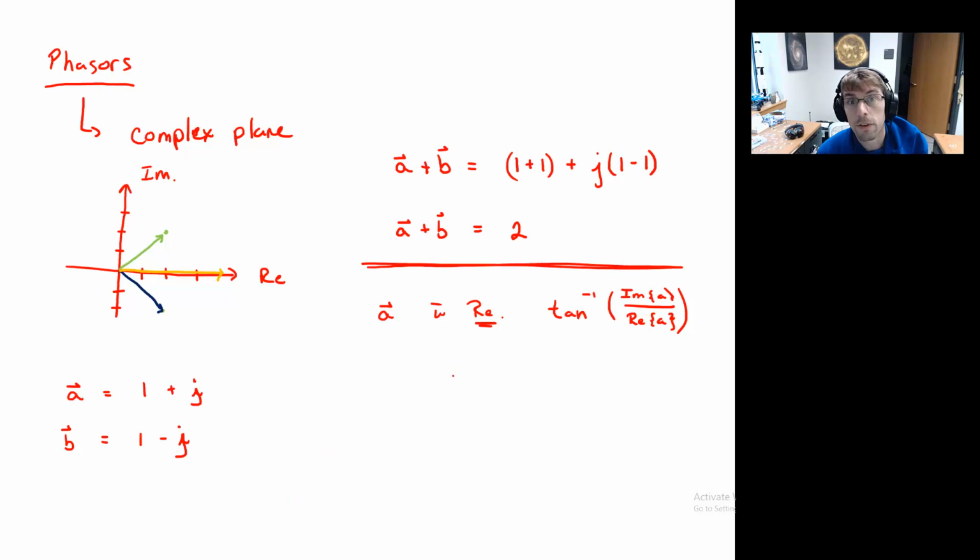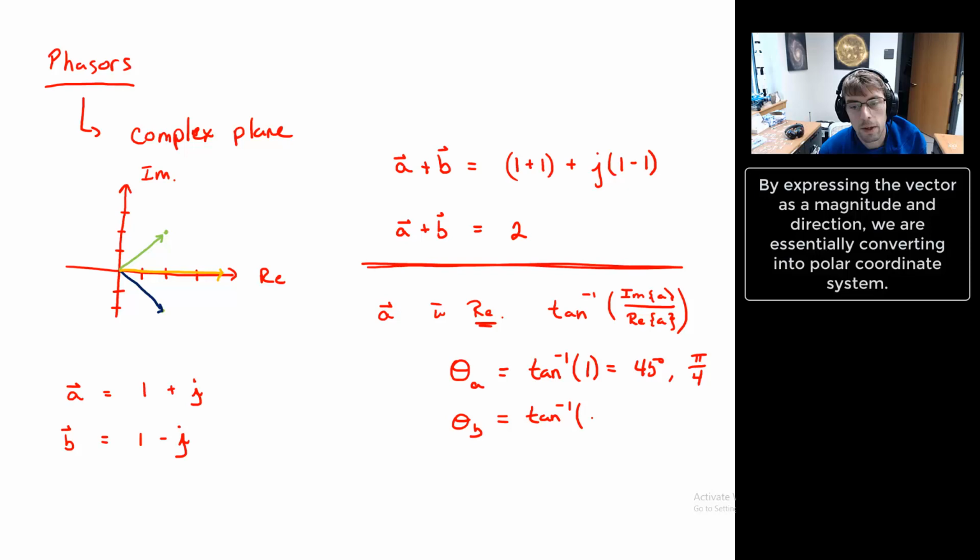So for this case, the angle that vector A makes with the real axis is simply given by the inverse tangent of 1, and that would be 45 degrees. Or if you prefer, pi over 4. You could do the same thing with vector B. Here we have to be careful. It's the inverse tangent of -1, and so you could write that as -45 degrees or negative pi over 4.